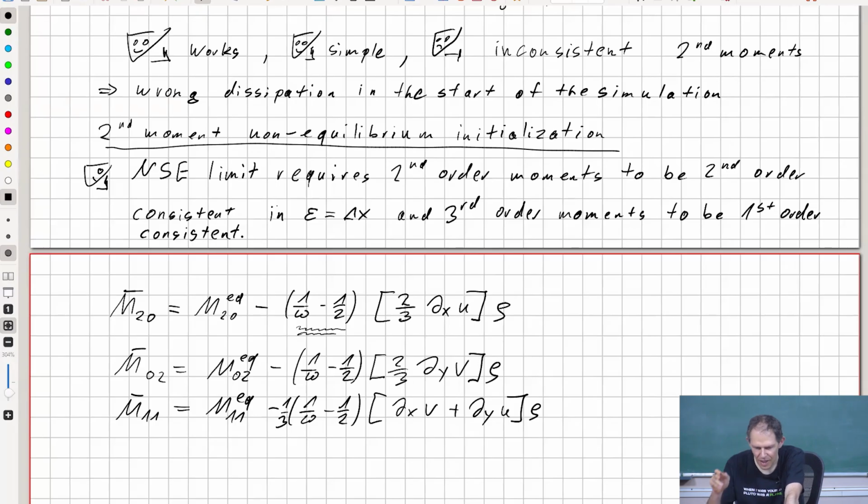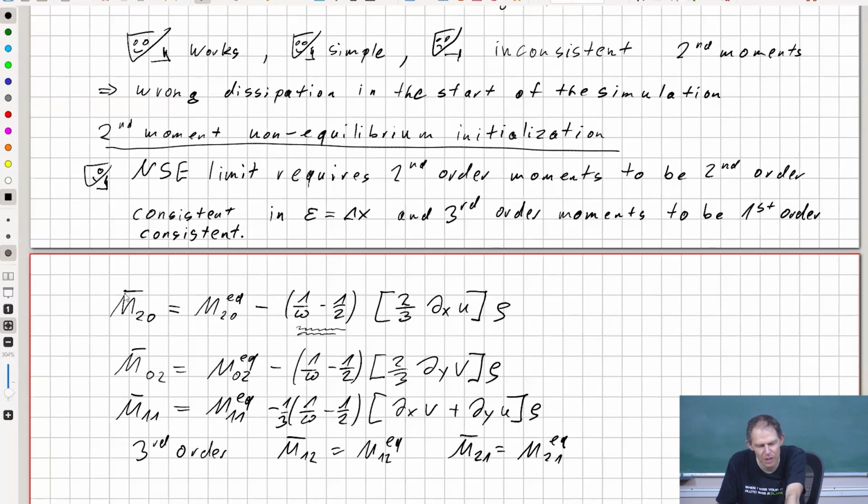gradients here. Third order is then simple because third order only requires equilibrium, because they only need to be first order accurate. So it is sufficient to say that M12 is equal to M12 equilibrium, M21 is equal to M21 equilibrium. This is sufficient for the initialization to be consistent. Of course, we cannot set the M over bar because we don't have them in our code.